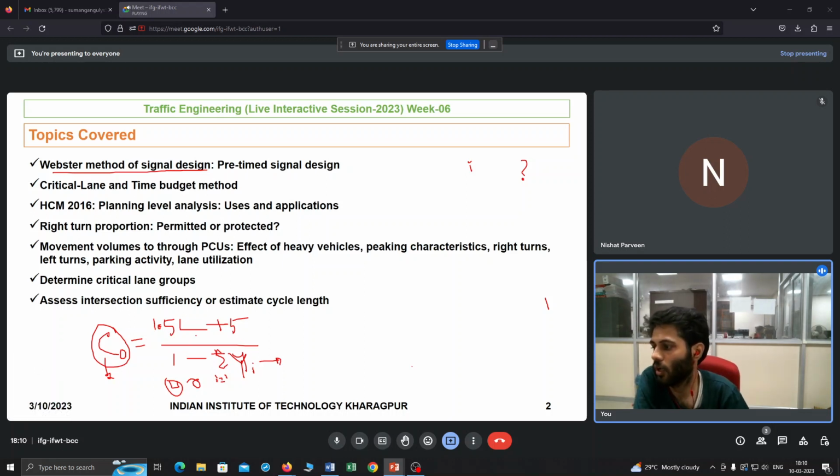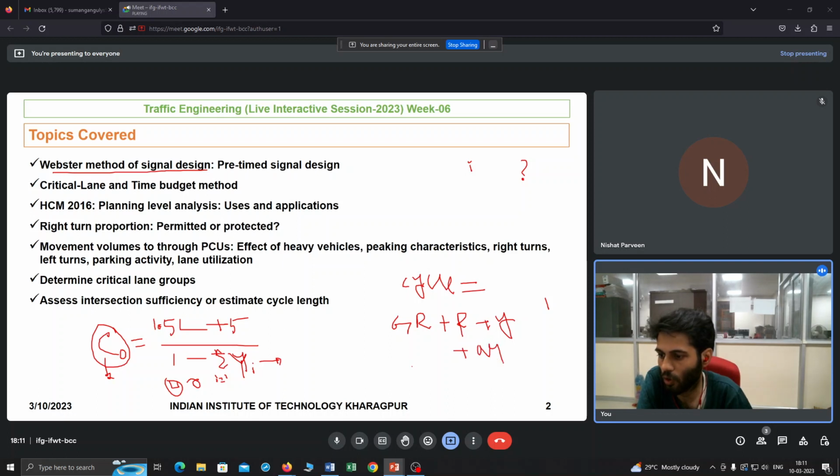So this is the formula. Basically we know that the total cycle time of any signal consists of what? There is a green time, there is a red time, and usually there is also a yellow time. And also we know something called AR, or all red time, right? So these are the main constituents of a signal time, right?